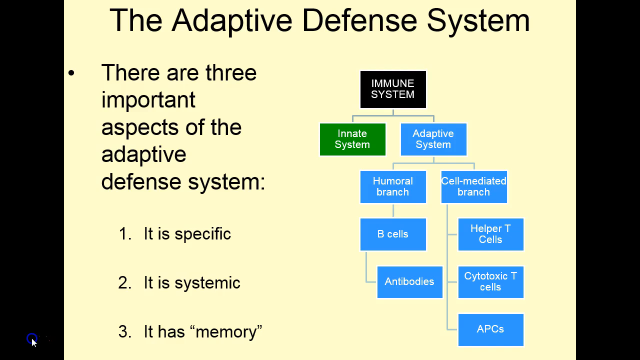Here's one last way that the adaptive system is different from the innate, and this might be the coolest difference because it saves us from getting sick over and over again with the same thing. The adaptive system recognizes viruses, bacteria, and other pathogens that it has seen before, and if they invade the body a second or third or fourth or any number of additional times, the adaptive system remembers them and completely obliterates them from existence within hours. So this system has memory.